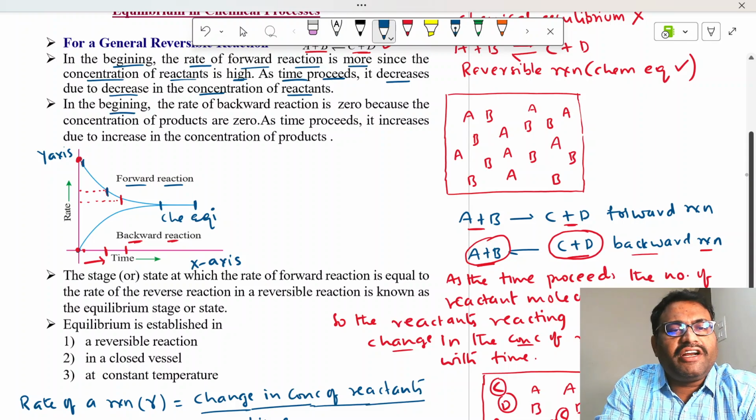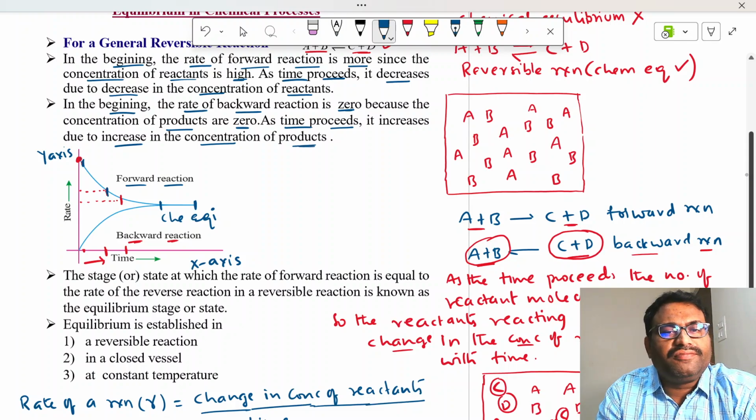In the beginning, the rate of backward reaction is 0 because there are no products, because the concentration of products is 0. As time proceeds, it increases due to the increase in the concentration of the products. As time increases, the concentration of products increases, so the change in the concentration of the products increases, so the rate of backward reaction increases. Initially it is 0.